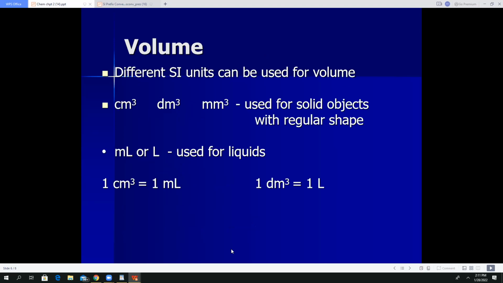All right, so volume is very interesting because you ever heard length times width times height, right? Well, that's how you get the volume of something that is measurable. And it's used for solid objects with a regular shape. And milliliters or liters are used for liquid, but they are interchangeable. And as you can see, 1 centimeter cube is exactly 1 milliliter, and 1 decimeter cube is exactly 1 liter.